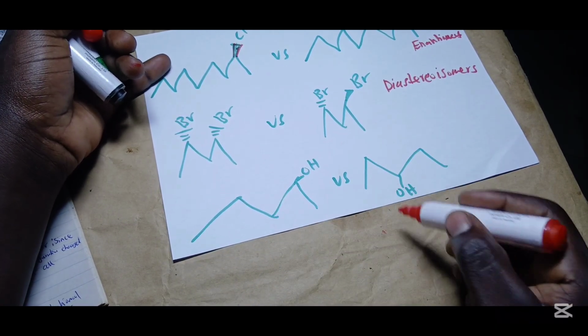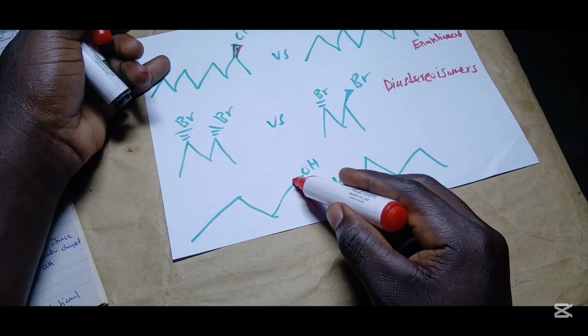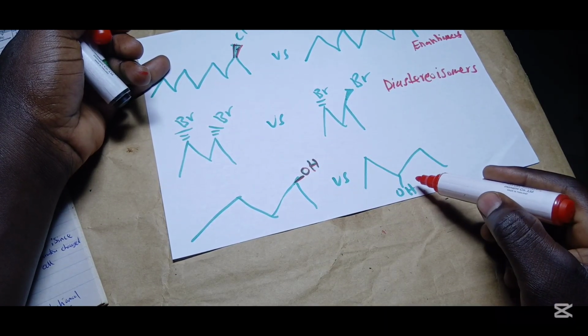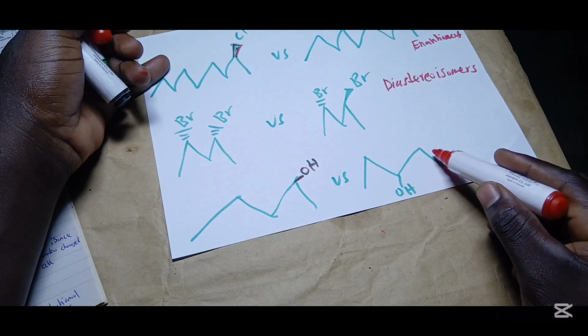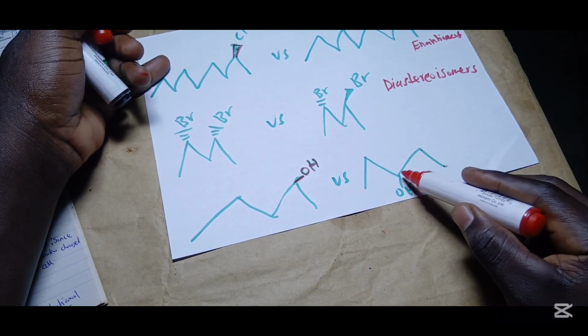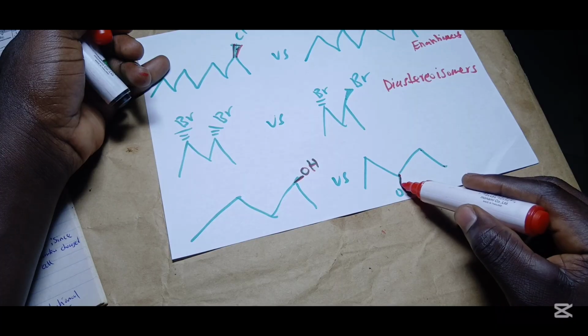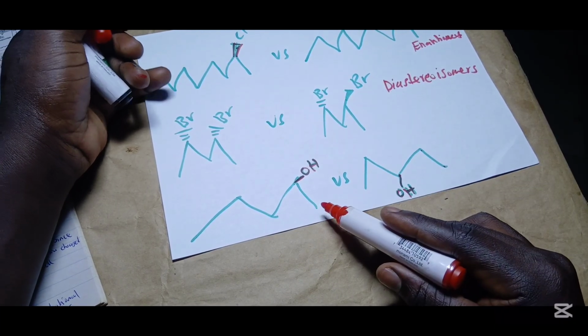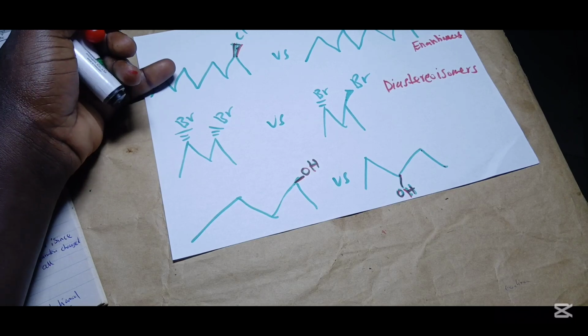What about this and that? Now we have the alcohol group on this carbon here. The OH group is on the second carbon from the right, and the OH group is on the third carbon on this molecule. What are you seeing? The functional group has rearranged itself.